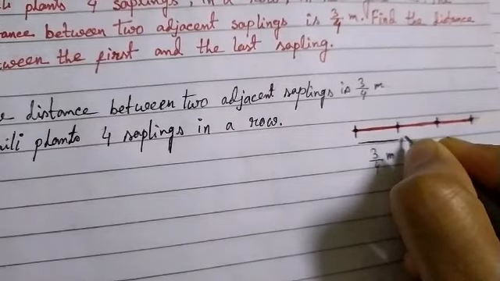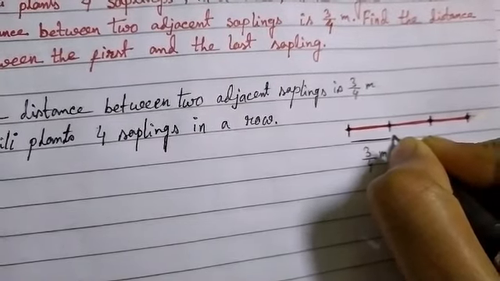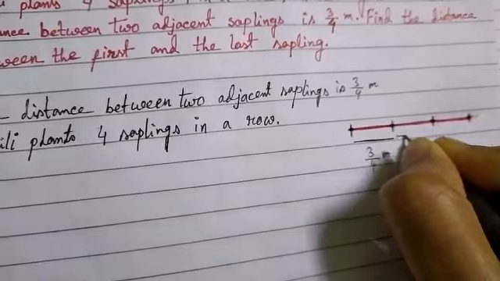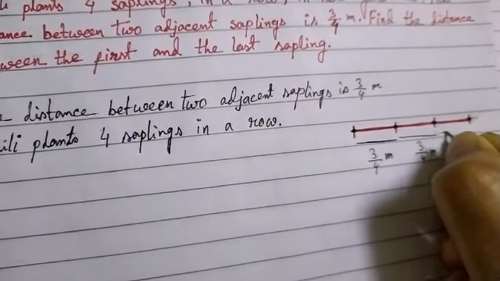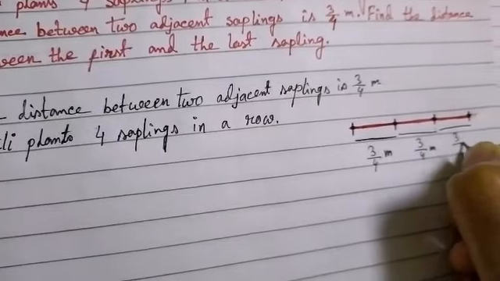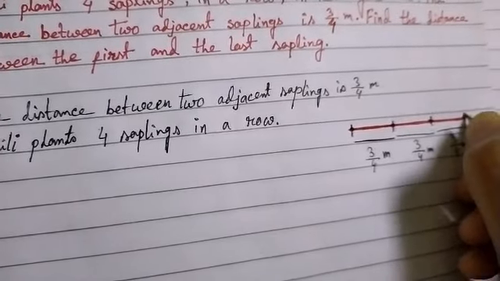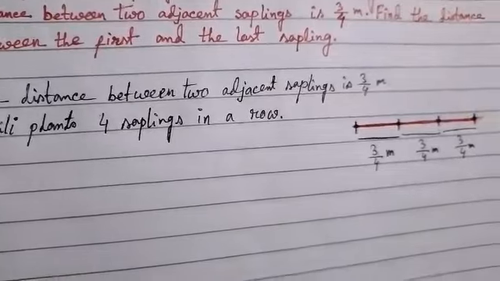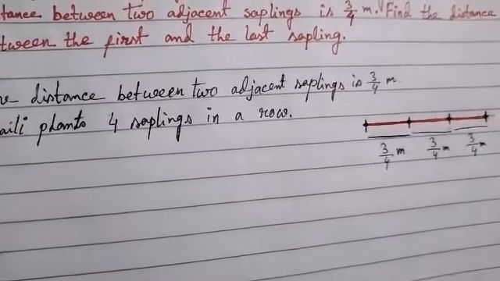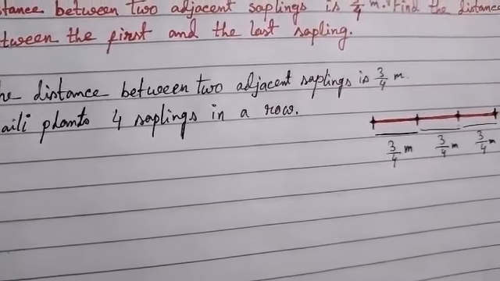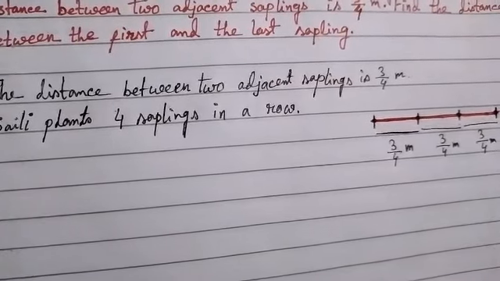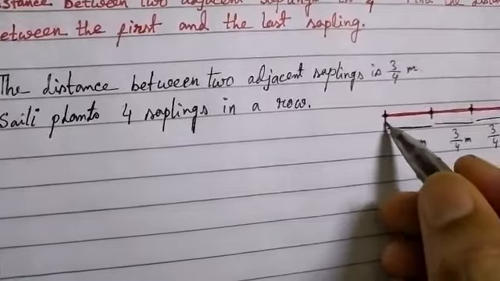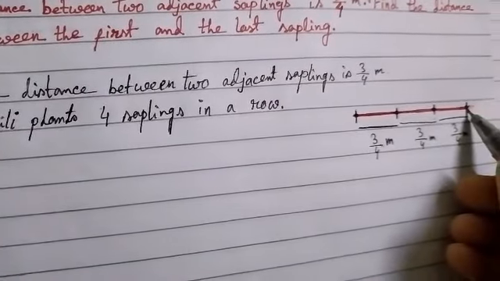Next, from the second to the third one, this distance is also 3/4 meter. And this distance is also 3/4 meter. This is the last sapling. Okay, so what is the question? Here it is asking to find the distance between the first and the last sapling. First means this one and last means this one.